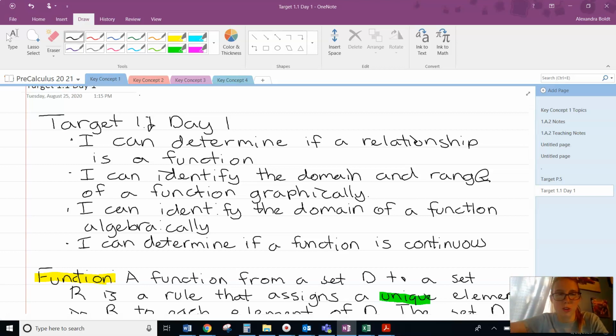Target 1.2. Sorry, this should actually say target 1.2. And again, that's just because that's the section from the book. We're skipping the 1.1 section.